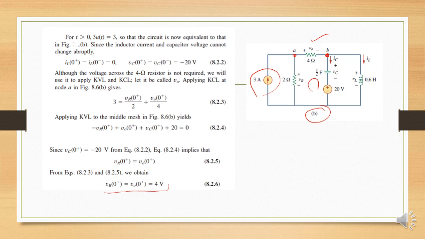You have to simplify them, right? When you put all these values in these equations, you get VR, which is equal to V naught of 0, this one at 4 ohm, is equal to 4 volts.